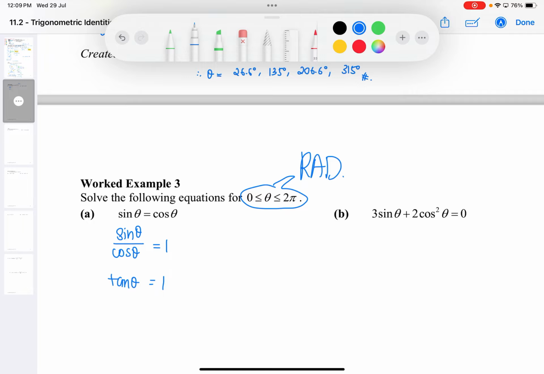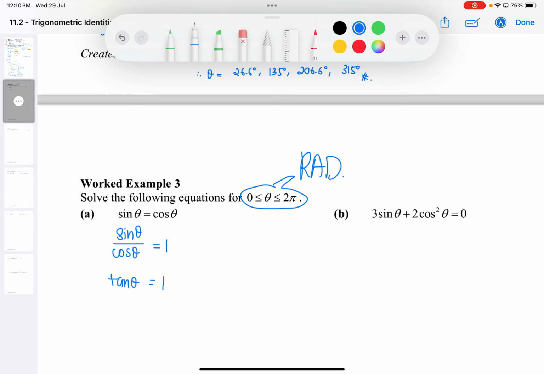Use any of the trigo functions or the formulas that you know to isolate the trigo function. So in this case, sine equals to cosine. You just have to divide the cosine over. Then sine over cosine is tangent. Then you just solve this one. As per usual, basic angle, ASTC, and so on. Okay, how about this one?